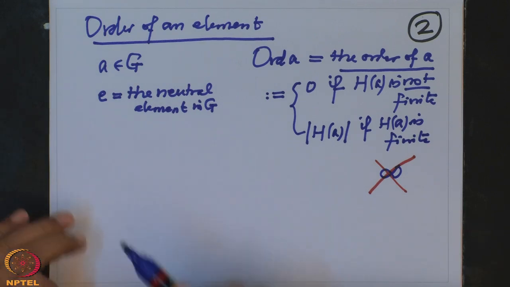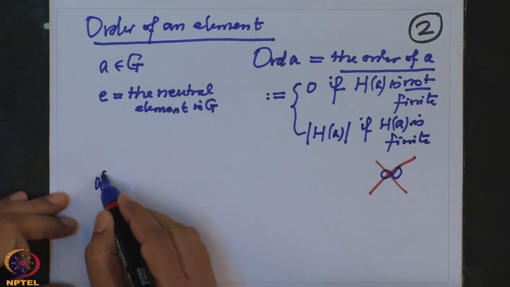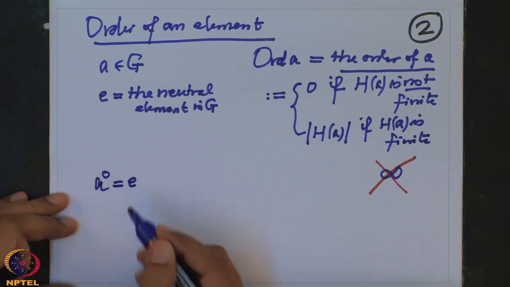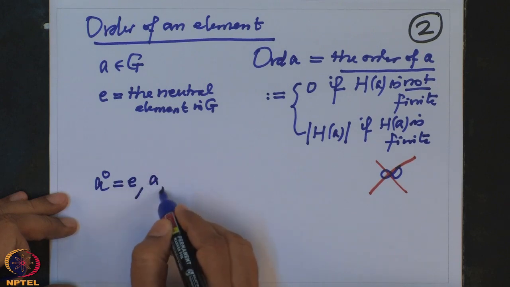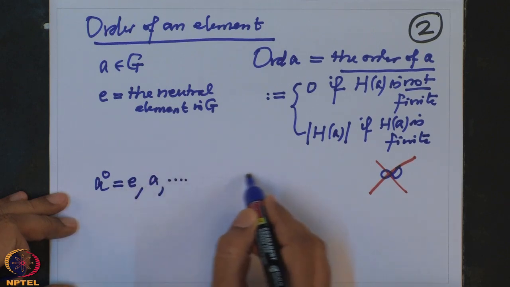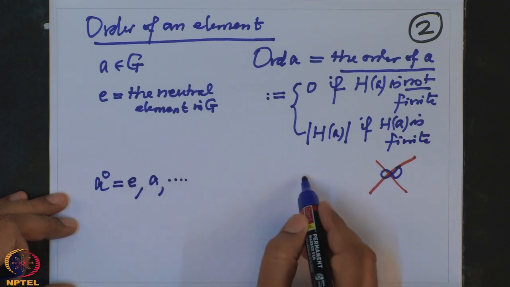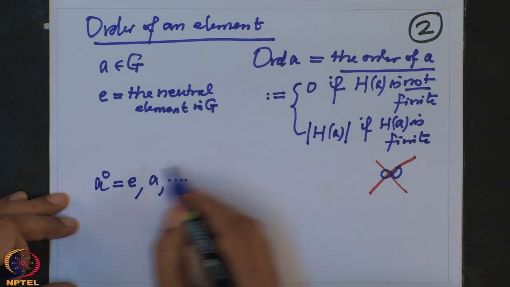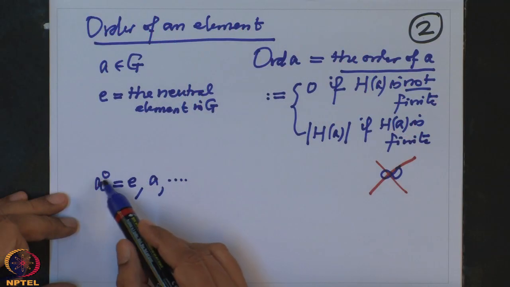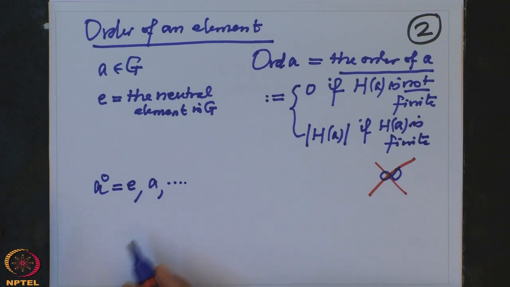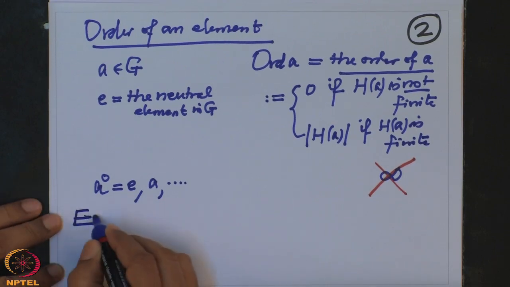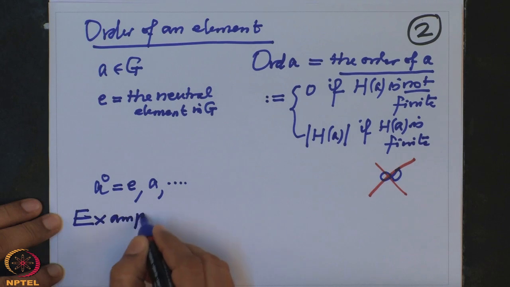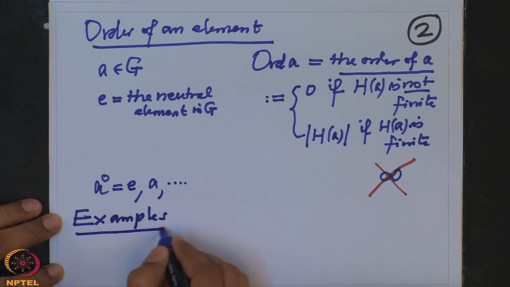So A^0 is identity always, and A, A^2 and so on. If these powers of A don't come back to identity, that means this H(A) is not a finite group, and in that case we define the order to be 0. Okay, so let us see a few examples which will throw some light on our definition.